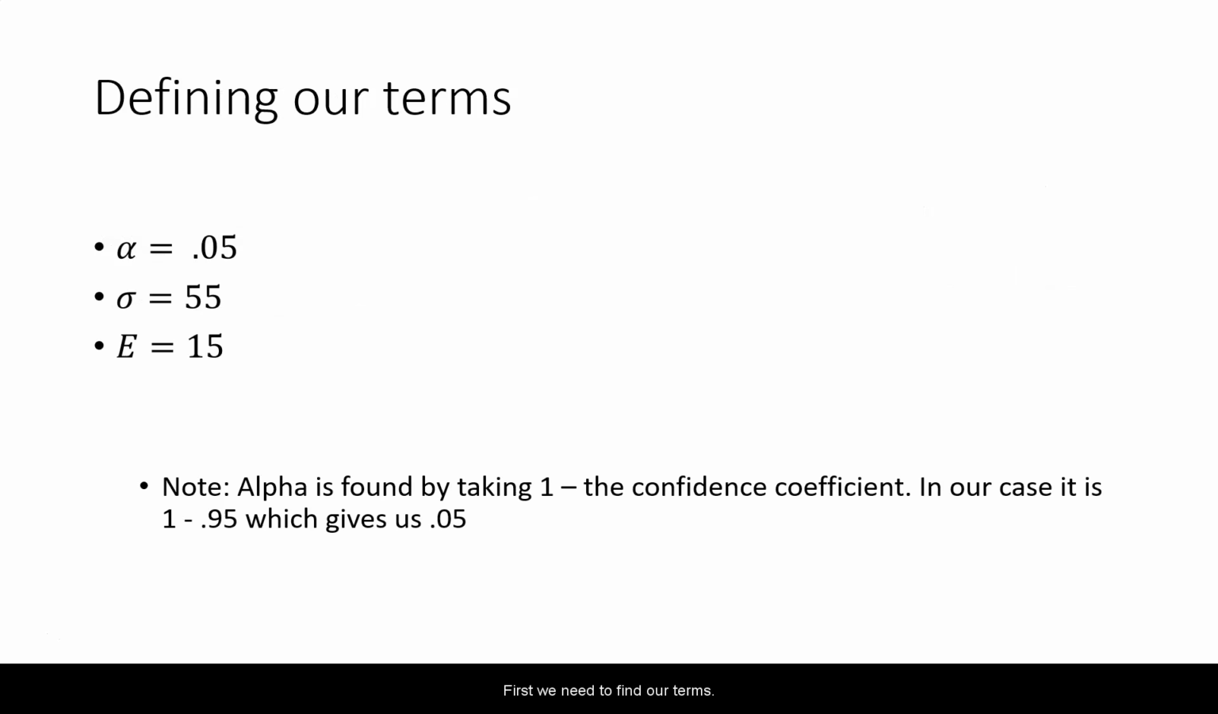First, we need to define our terms. Sigma, or our population standard deviation, is given to us in the problem as 55, as well as our desired margin of error, or E, of 15. Even though it is not given to us directly, we can determine alpha, which is found by taking 1 and subtracting the confidence coefficient. So for us, this would be 1 minus 0.95, or 95% as a decimal, which equals 0.05. That is our alpha.